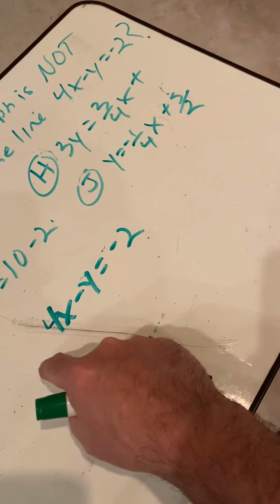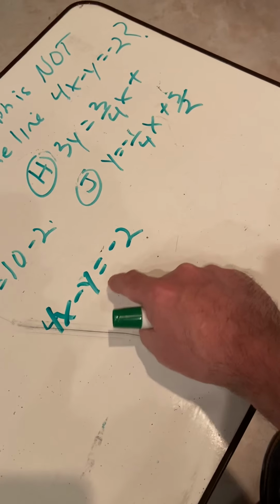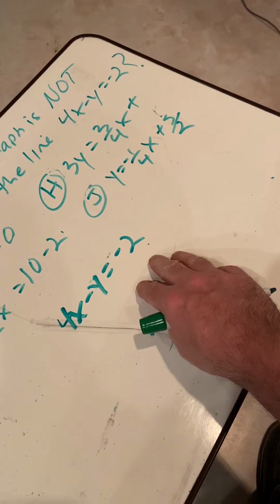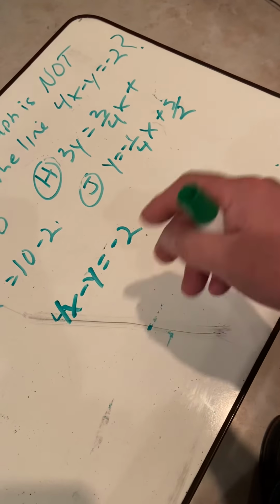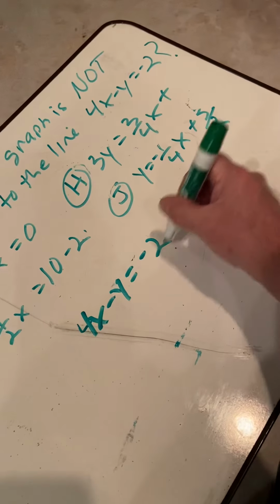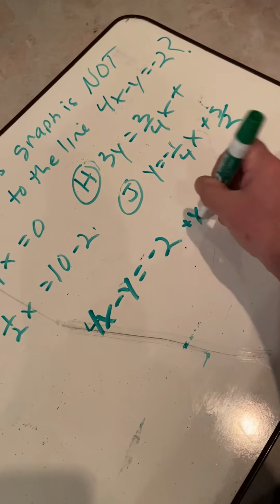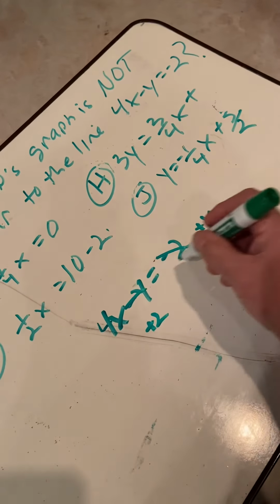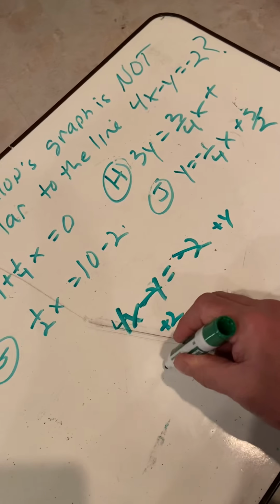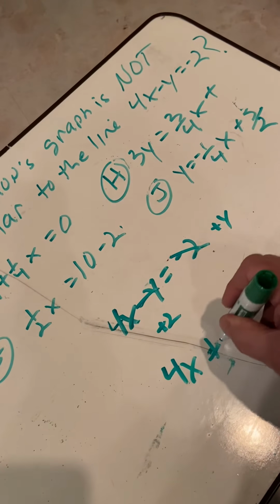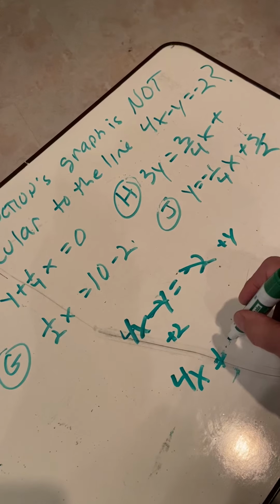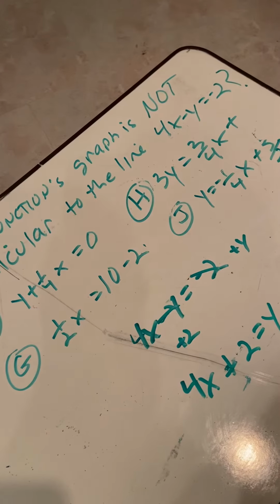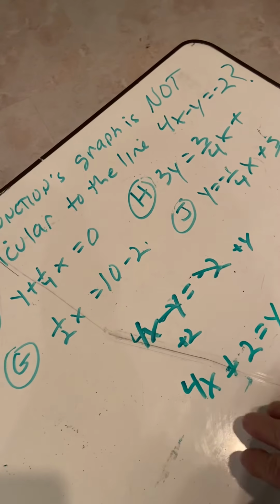We could go through and move this over here, and then we're going to have a negative y, then we've got to change the signs of everything. In this case, what I'm going to do to make things easier is simply add a y to this side and add a plus 2 to this side. Okay? Now what I'm left with is 4x plus 2 equals y. Okay? So it's kind of out of order, but what's our slope?